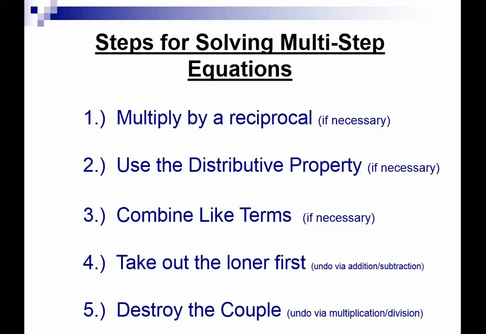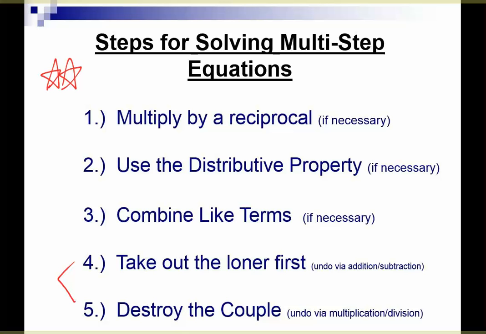for you. It's a very important slide because if you get stuck, you want to come back here and maybe see where you might have gone wrong. These are all the steps that we just went through. And notice down at the very bottom, steps 4 and 5. This is our basic two-step equation. You want to take out the loner first and destroy the couple. And if you have a two-step equation, you just go straight to steps 4 and 5.